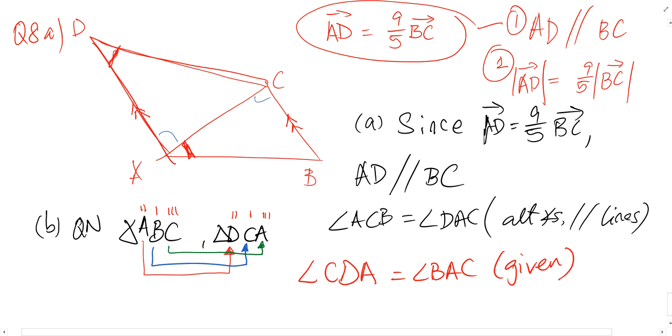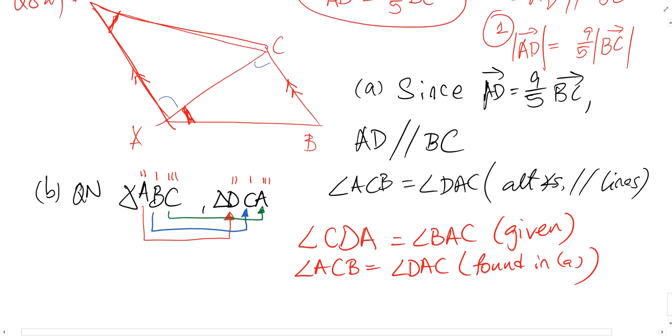We've also shown another angle in part A. And in part A, we say that they're alternate angles. So angle ACB equals angle DAC. Same reason again would waste time, so I can just say found in part A. Save a little bit of time. Since these two angles are the same, do you want to go on and mention a third angle? Need or don't need? No need. Because the third angle, confirm by angle sum of triangle, must be the same already.